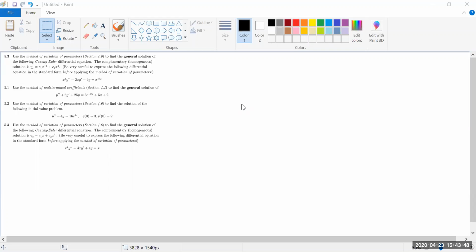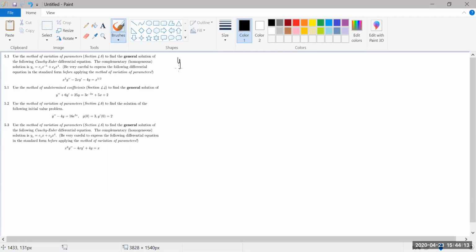Exams 5, A and B. I didn't get a chance to finish them in the first video, so I'll go ahead and do that now. So we're going to start with 5.3a, where we're using variation of parameters to solve this Cauchy-Euler equation. Okay, and the complementary solution is already given, so we can start by putting this equation into standard form.